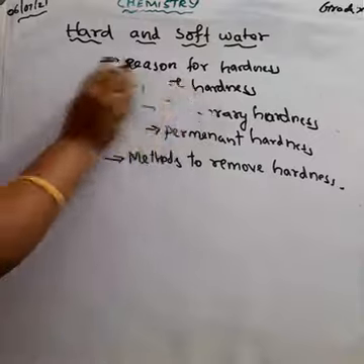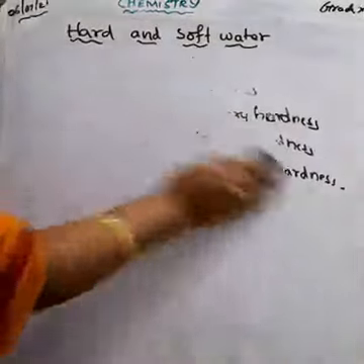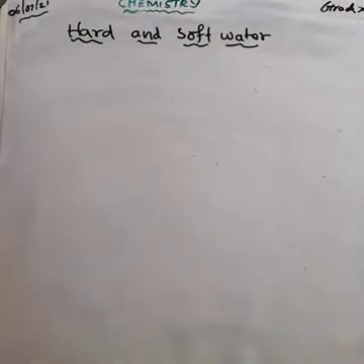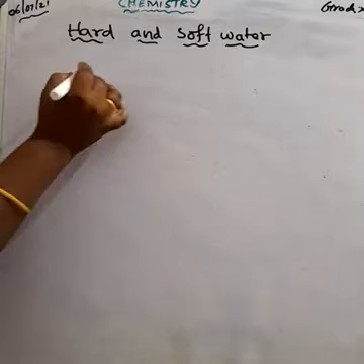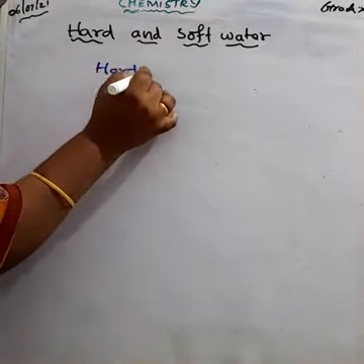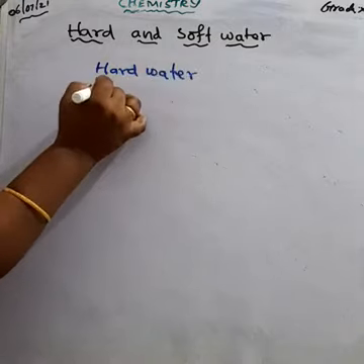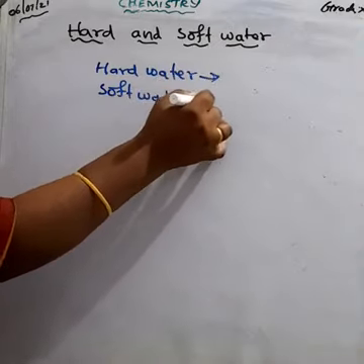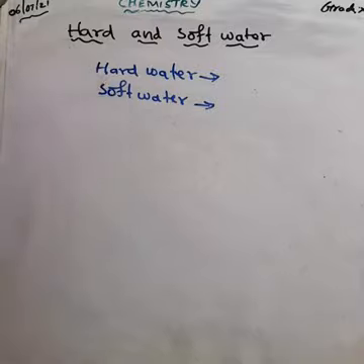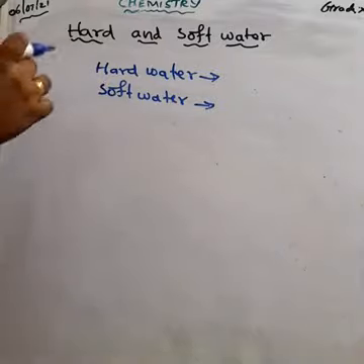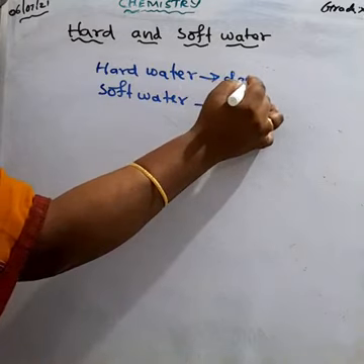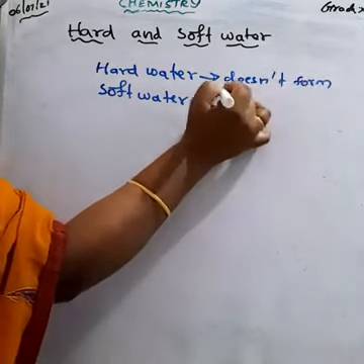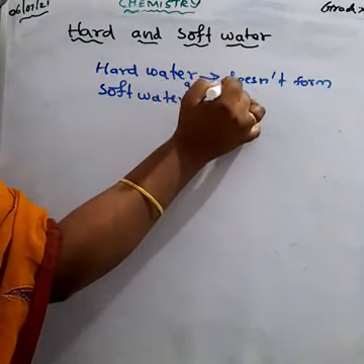What do you mean by hard water? What do you mean by soft water? Hard water means, when we are washing clothes, we apply soap. If we are using hard water for washing the cloth, it does not form good lather immediately with soap. That water we call hard water.